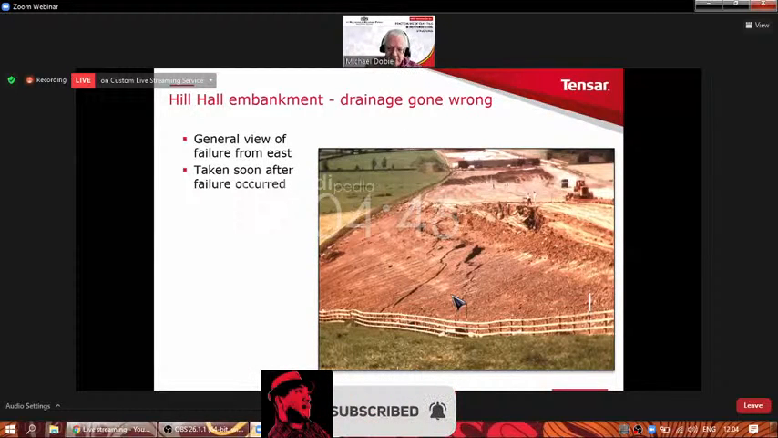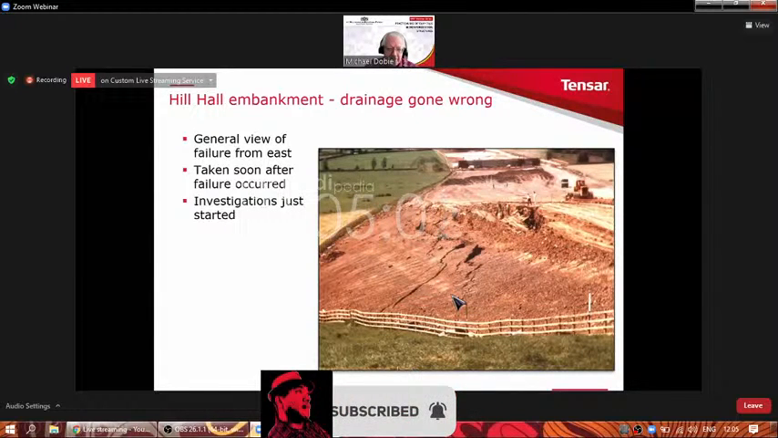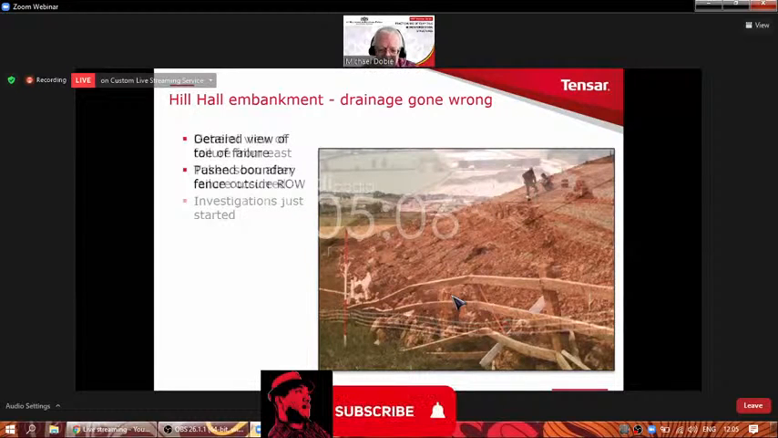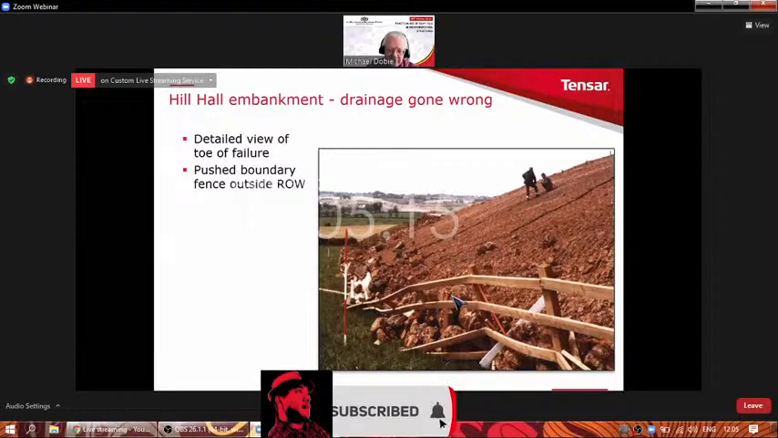So here's one of my photographs. When I first arrived at the site, you can see very clearly the failure. And investigations had just started. There's already someone, I think, doing a borehole up there somewhere. The usual kind of thing that goes on in these cases. You can see how the toe of the embankment has broken down the fence at the edge, which means that the embankment is now moving into the property of the farmer on the left-hand side, so he'd be very happy that that's happening.